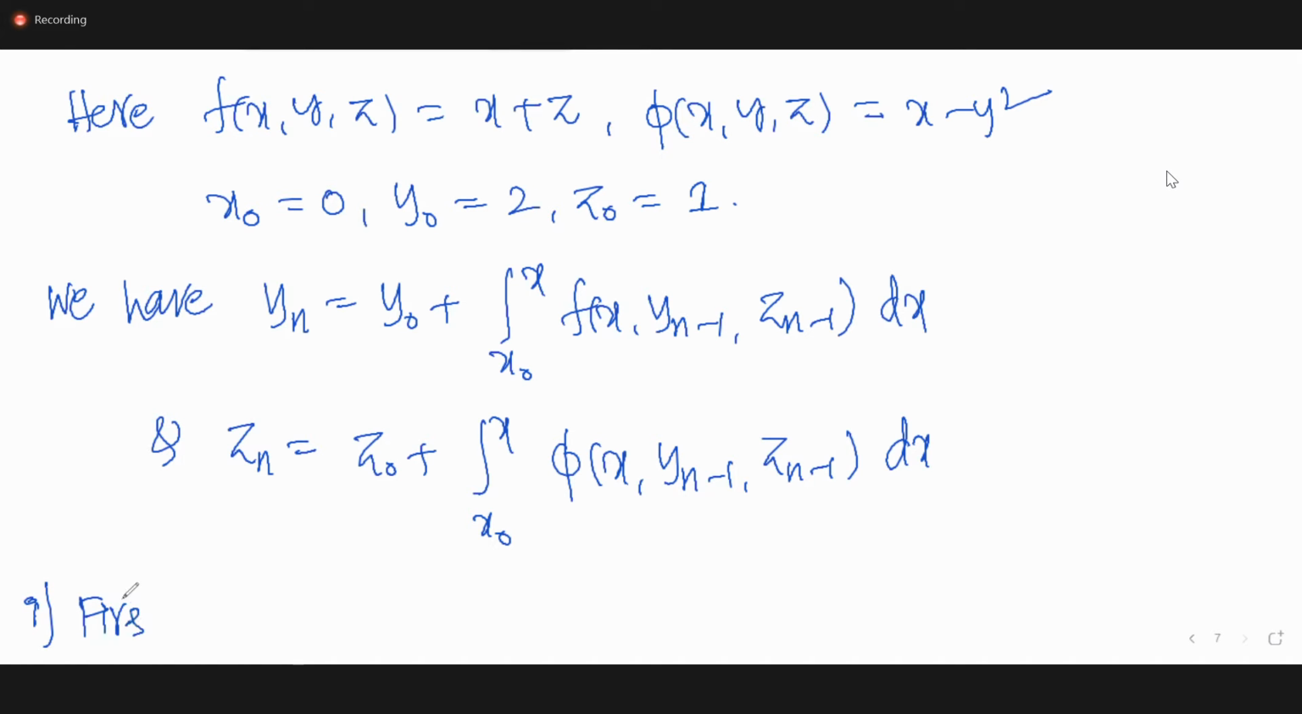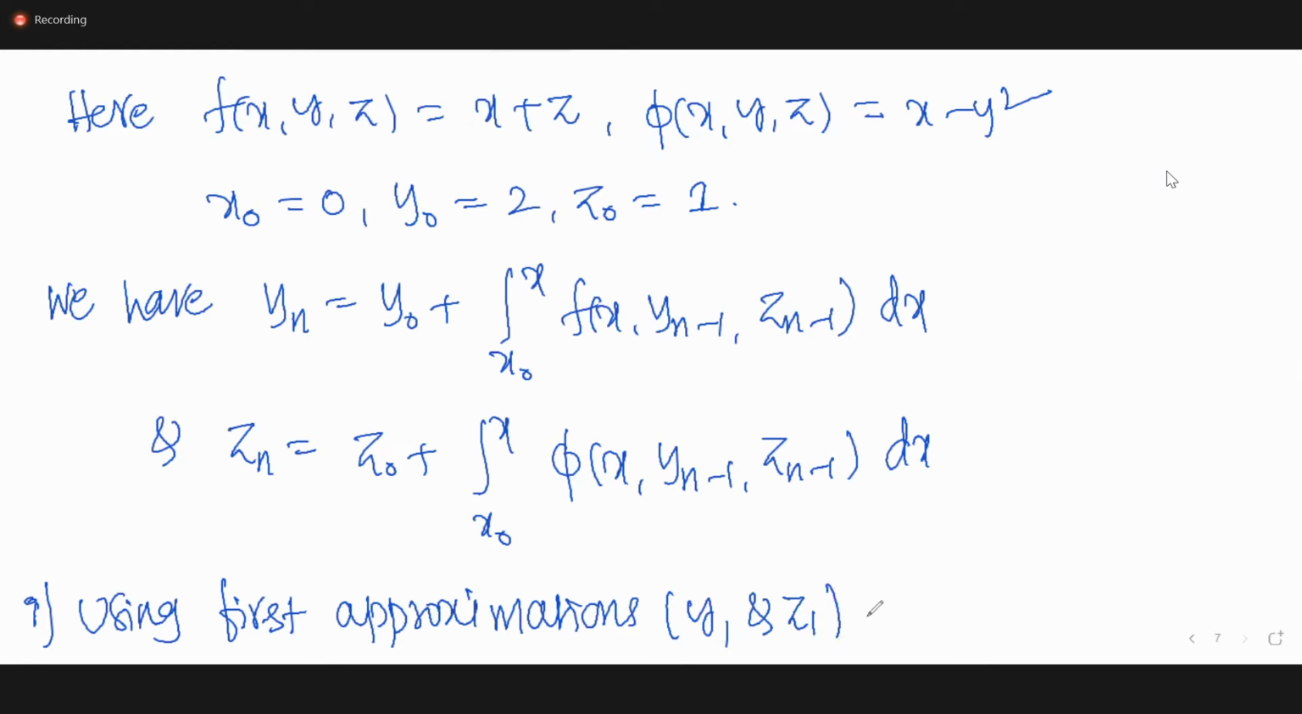First approximations. What are first approximations? y1 and z1. Using first approximations, we have to find out y of 0.1, z of 0.1. Put n is equal to 1 in both 1 and 2.